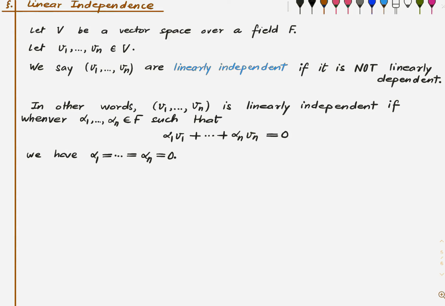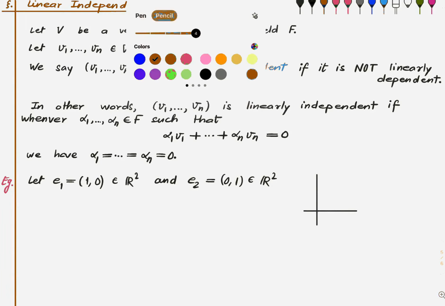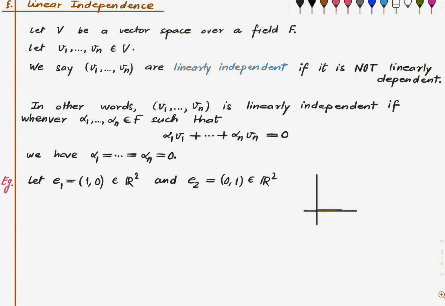And here is a very, very simple example of linear independence. Let E1 be (1, 0). This is the vector in R2, and E2 is (0, 1). Diagrammatically, this is E1 and that is E2. So then E1 and E2 are linearly independent.